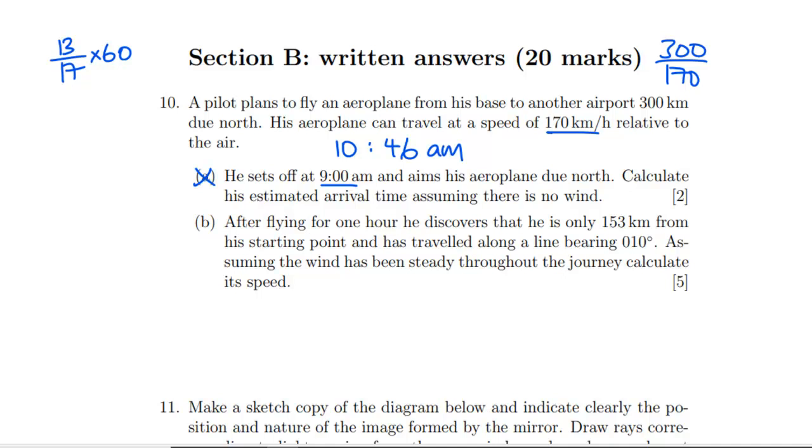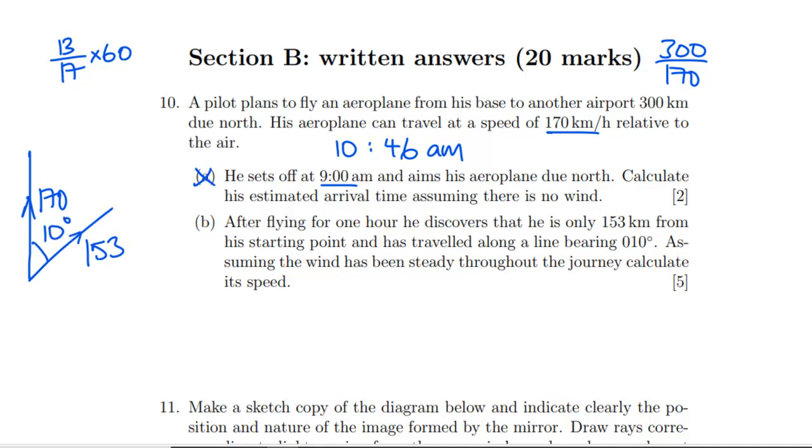After flying for 1 hour, he discovers he's only 153 kilometers away, travelled along a line of bearing 10 degrees. Assuming the wind has been steady throughout the journey, calculate its speed. Right, so he thought he was doing 170 kilometers after an hour. He's actually done 153 at an angle of 10 degrees.